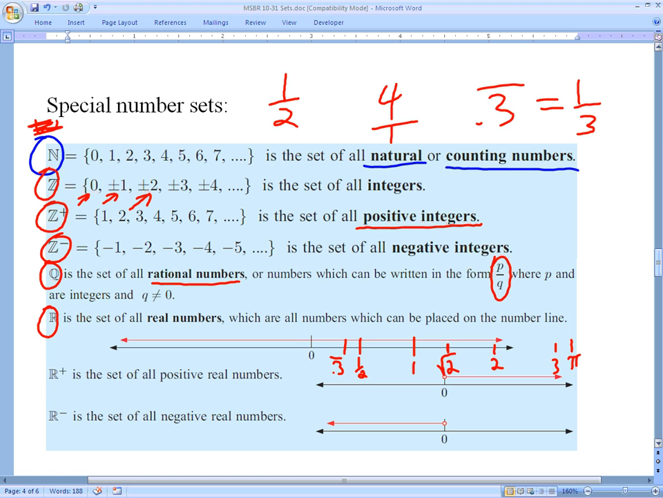Real numbers are pretty much every number you've studied, except for possibly, if you took Algebra 2, you might have studied the imaginary number i, which is the square root of -1, which is not part of this class and can't go on a number line and is not real. We're only talking about real numbers. R with a plus after it is all real numbers that are greater than 0. R with a negative after it is all negative real numbers. Next class, we'll make a Venn diagram relating some of these things together.